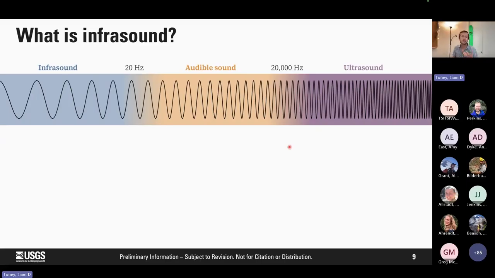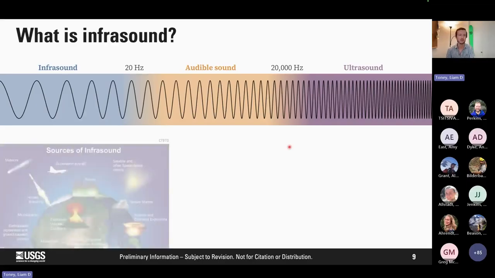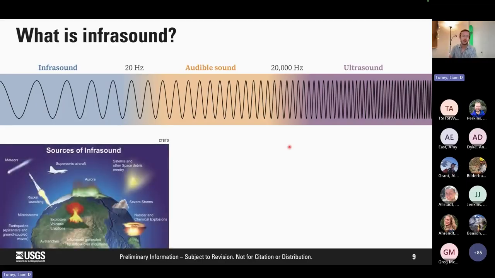And it turns out that infrasound is generated by a lot of natural and anthropogenic sources. This schematic here on the bottom left just shows some of the many sources that can produce infrasound. And infrasound is kind of like seismic waves. The frequency of infrasound is related to the size of the source. And so a larger volcanic eruption is going to produce a deeper tone relative to a smaller process, for example.